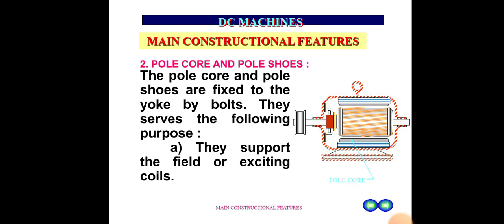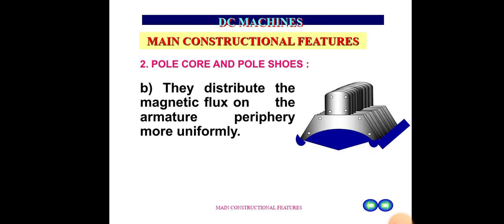Next one, pole core or pole shoe. The pole consists of pole core, pole shoe and pole coils. The pole core and pole shoe form the field magnet. The end of the pole core towards the armature is often expanded in the form of a shoe to reduce the reluctance of the air gap, since the cross section becomes larger at the bottom.